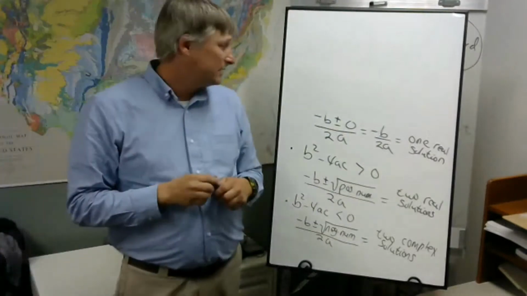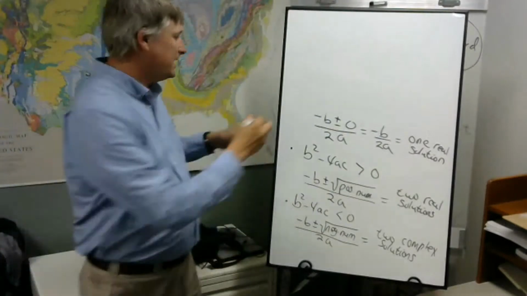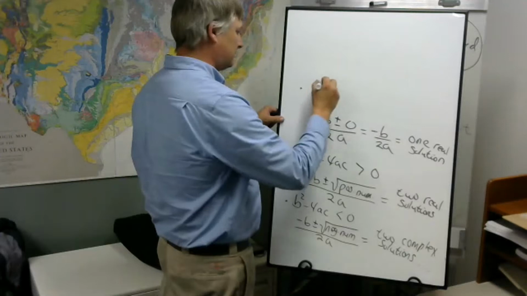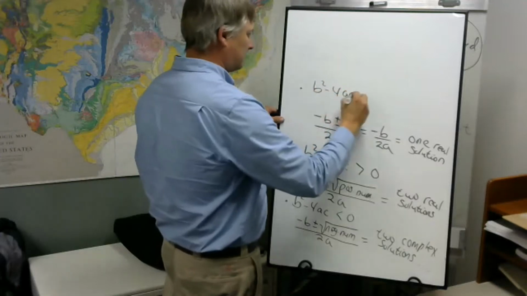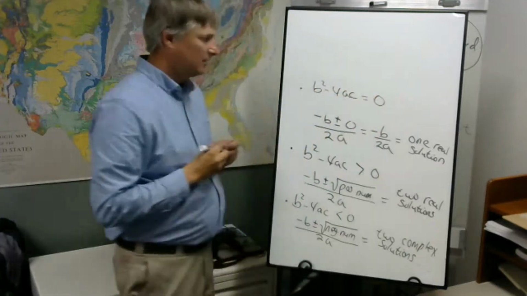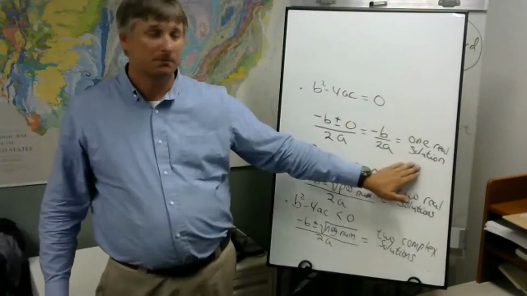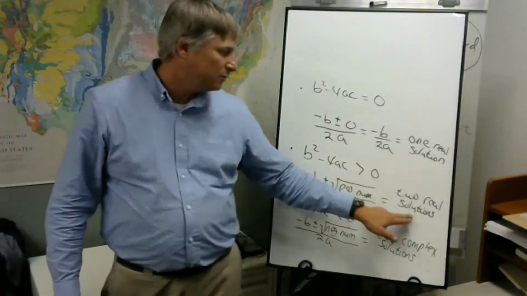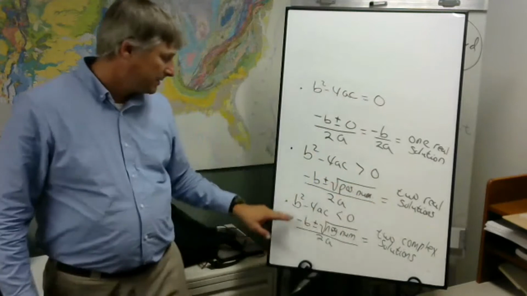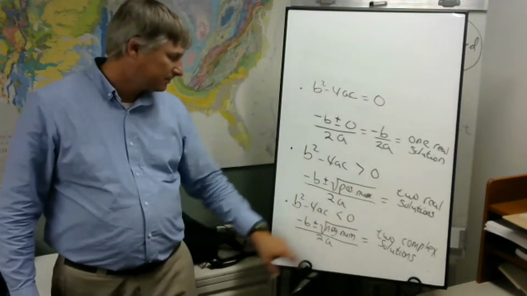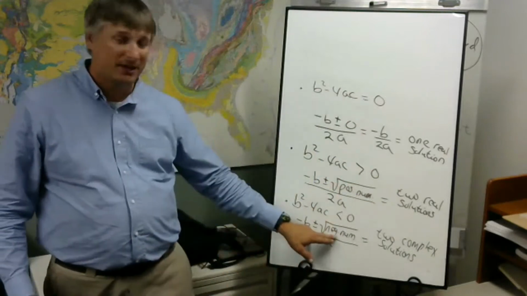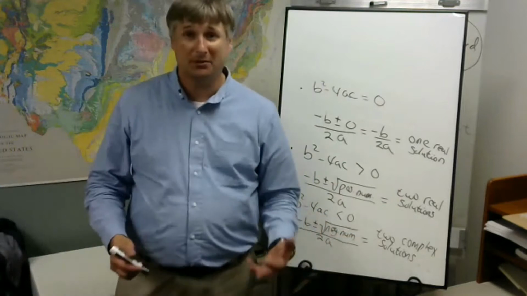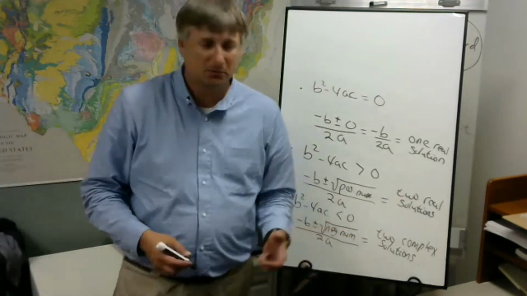So that's what the discriminant tells us. When it's equal to 0, we're going to get one real solution. When it's greater than 0, we'll get two real solutions. But if the discriminant's less than 0, we're going to be taking the square root of a negative number. We're going to get two complex solutions, or two imaginary solutions. Well, two complex.